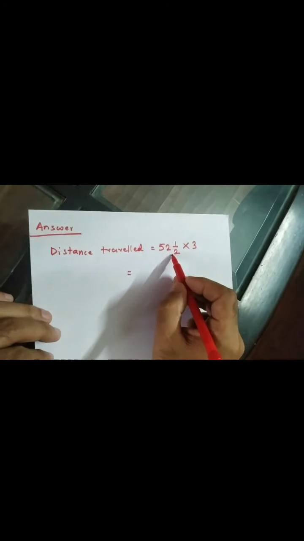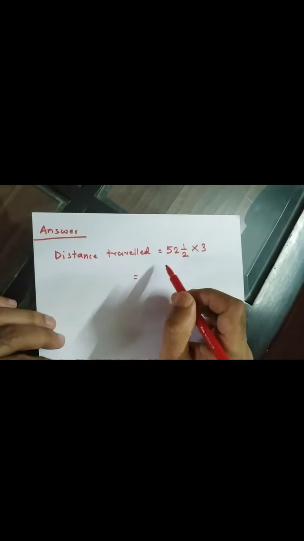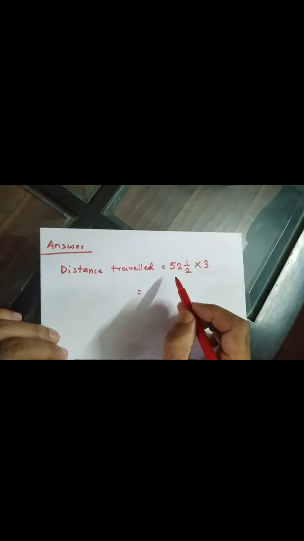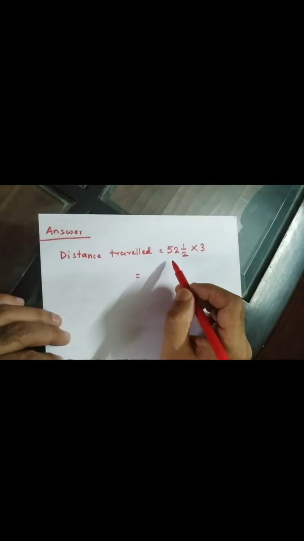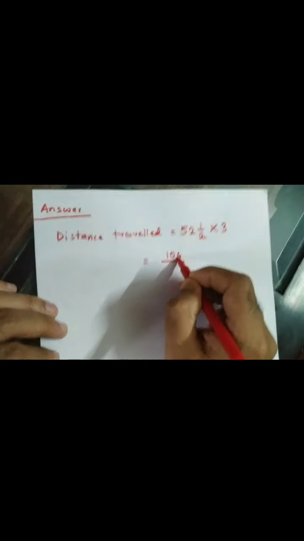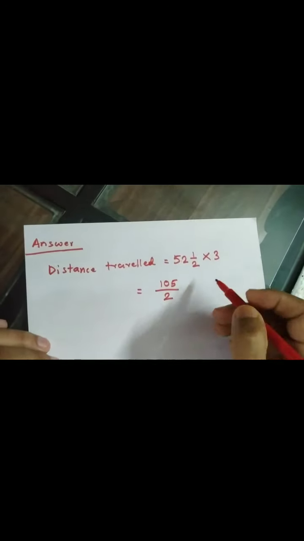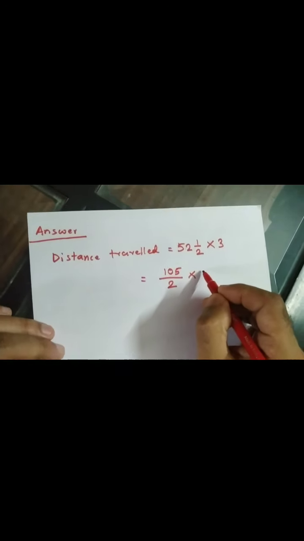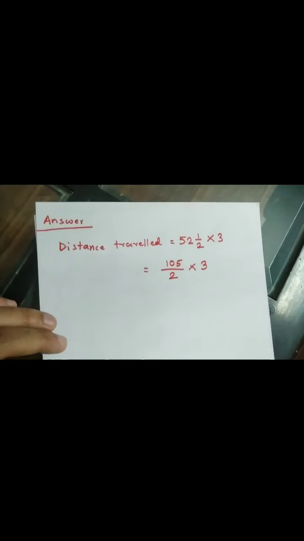So let's do that. 52 into 2. What do I get? 2 2s are 4, 5 2s are 10. That is 104. 104 plus 1 gives me how much? 105, and 2 comes to the bottom. Now what to do? Multiply by 3.